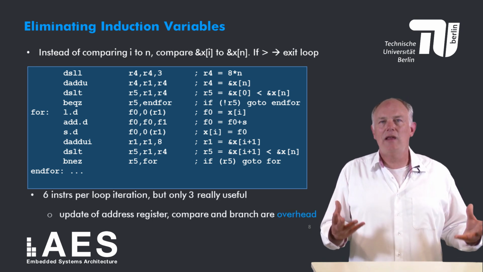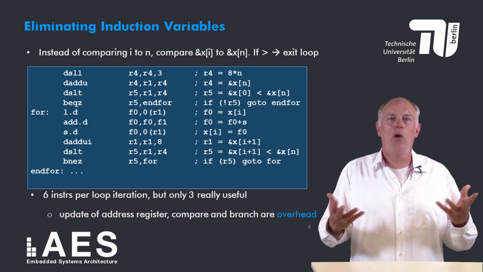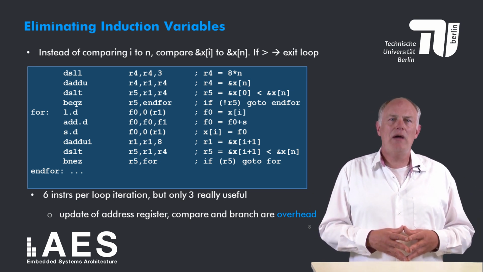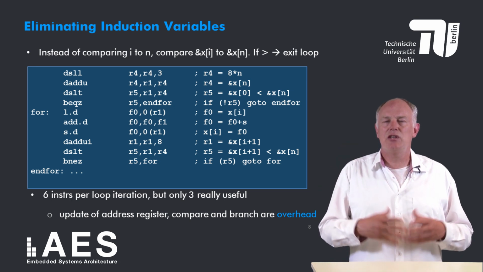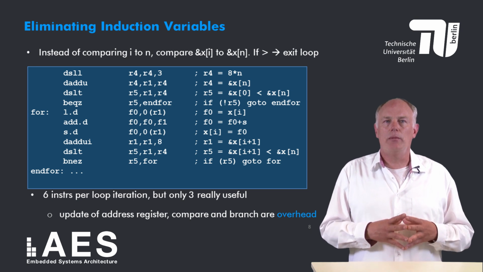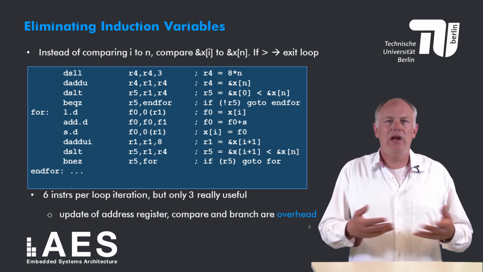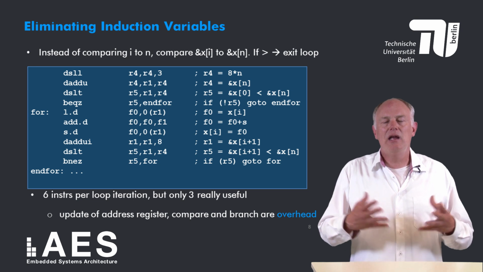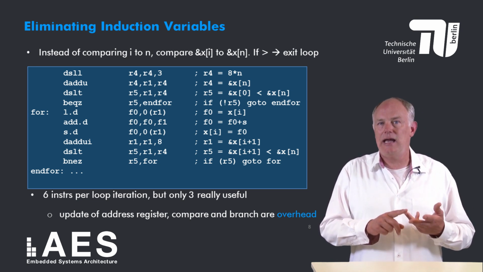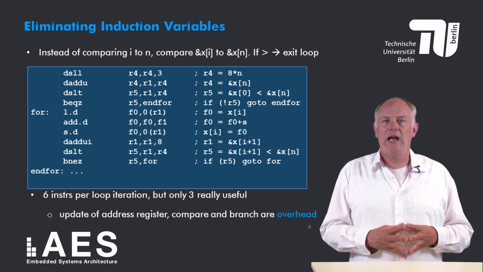Beautiful! We started with 9 instructions per iteration, now we have only 6, a 1/3 improvement. However, only 3 of these instructions are really useful: the load double, the add double and the store double. These 3 are necessary whatever tricks we apply. The other 3 instructions, the update of the address register, the set less than and the branch, are loop overhead. We can reduce this overhead by applying a technique called loop unrolling.